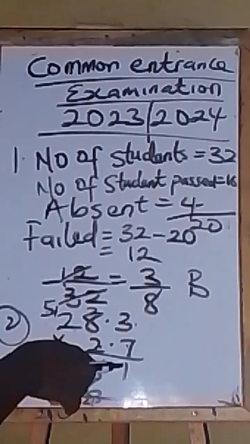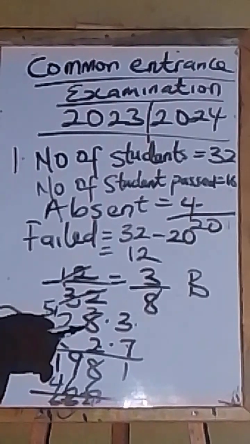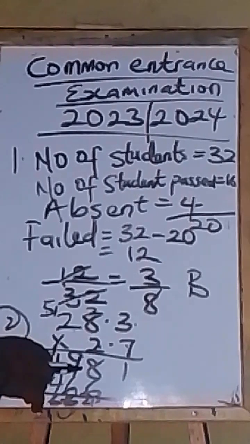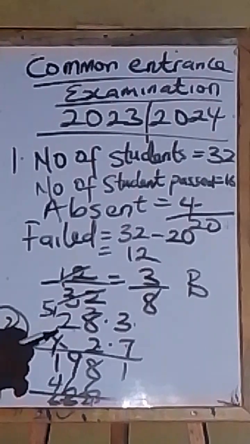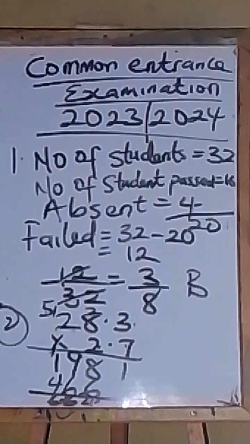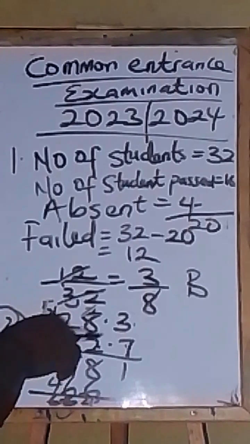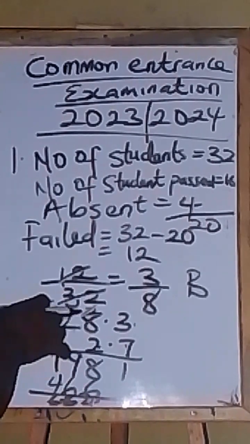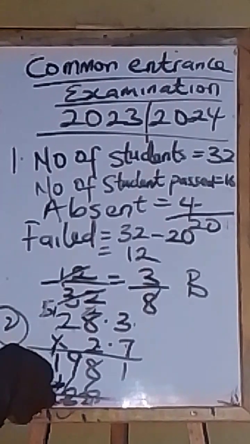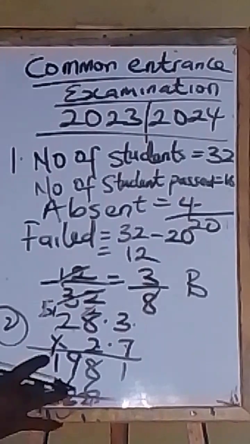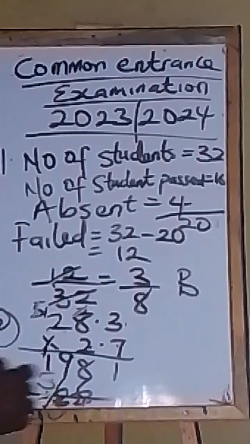7 times 3, 21. Keep 2. 7 times 8, 56. Plus 2, that's 58. You write 8. You keep 5. 7 times 2, 14. 14 plus 5, that will give us 19. 2 times 3, 6. No remainder. 2 times 8, you have 16. 6 plus 1. 2 times 2, that is 4 plus 1, that's 5. So this is going to give us 7.